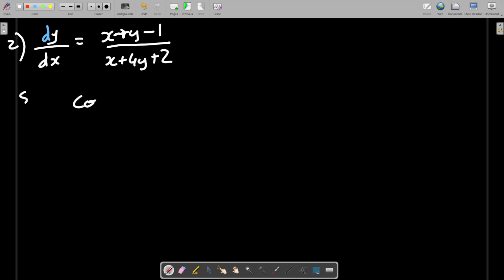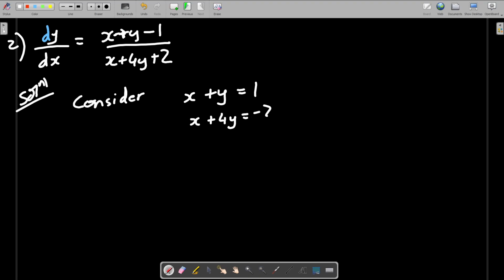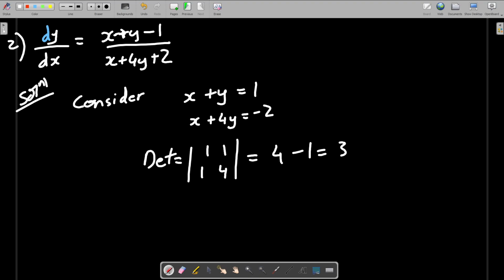Consider the system of equations: x plus y is equal to 1, taking it on the other side, and x plus 4y is equal to minus 2. So what is the determinant of the coefficients over here? The determinant is 1, 1, 1, 4. So this will become 4 minus 1, which is equal to 3, which is not equal to 0. It's not equal to 0, hence the lines intersect.